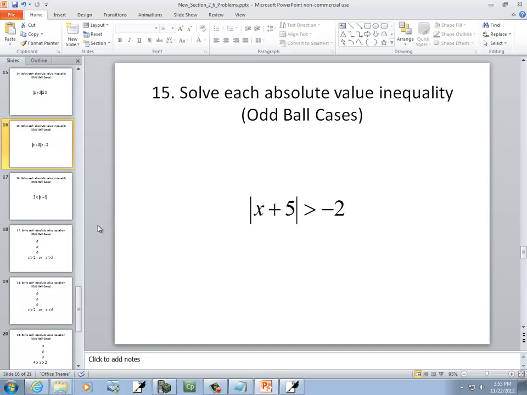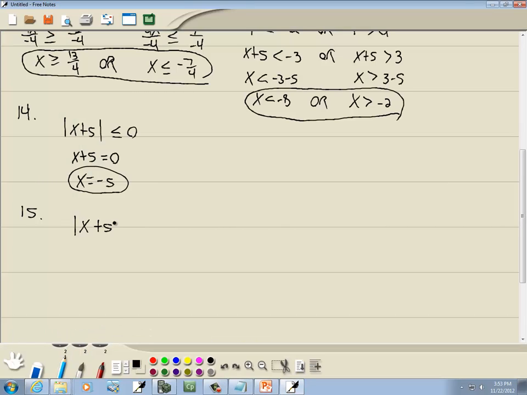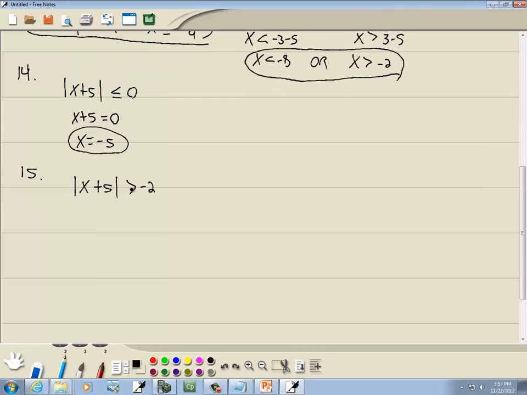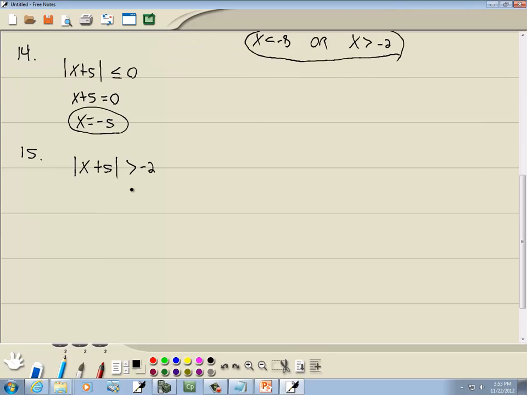Now here we got the absolute value of x plus 5 is greater than negative 2. So we're asking when is an absolute value greater than a negative number? Well, absolute value makes whatever's inside positive or 0. Whether it's positive or 0, both those are greater than negative 2. So this is negative infinity to positive infinity. It doesn't matter what you plug in there, it'll be greater than negative 2.